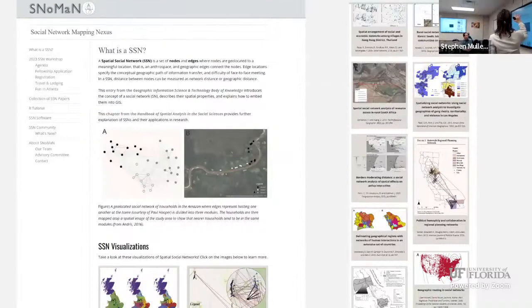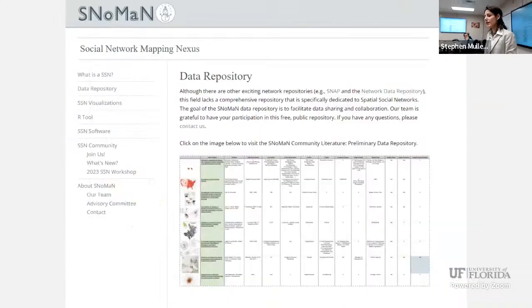We begin with what is a spatial social network and share a little bit of an encyclopedia article about what they are and give examples of current spatial social network literature that we've found. We also have a wide lit review of the spatial social network literature. We have broken the examples down into things like number of nodes, number of edges, geolocation, et cetera, so people who are interested in this topic can go find literature.